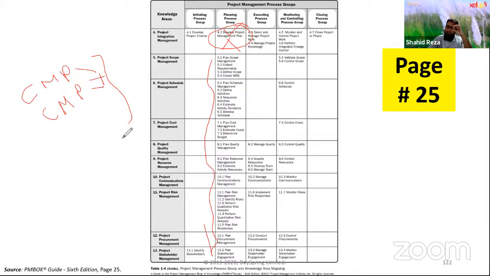Okay, so does anybody else have any question? Because this is the core of the PMBOK. If you have any question, you can ask me now.